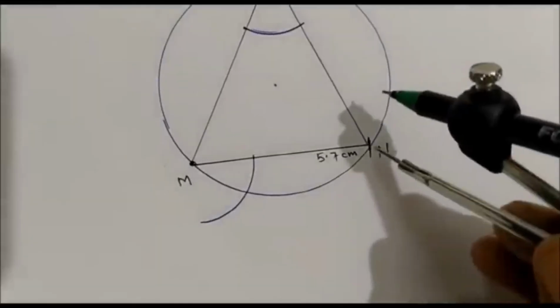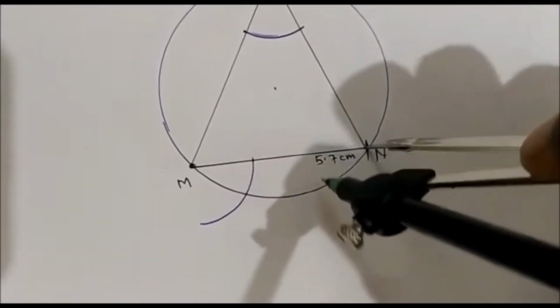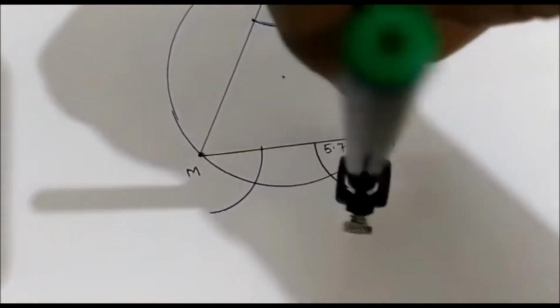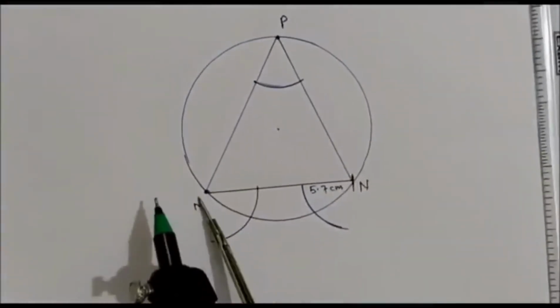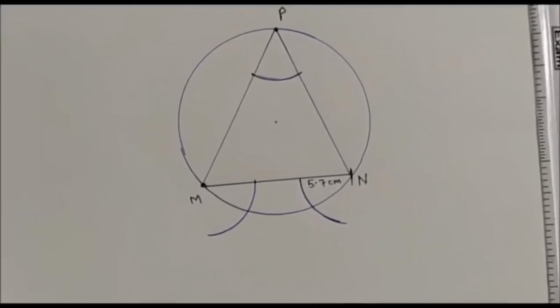And similarly we have to draw tangent at N also. Same step here, put the rounder at point N, and you can draw the arc here also, with the same distance we have drawn at M and N. Students, you can do it now.